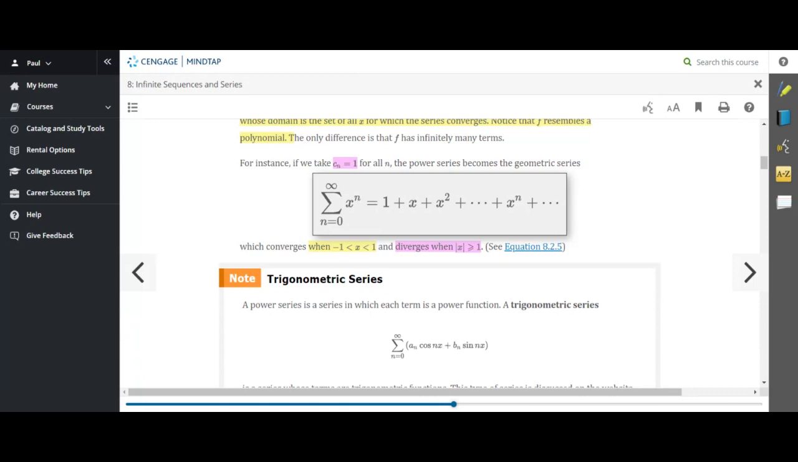But let's go ahead. So power series, just like any series, what is of interest to us is, of course, for what values of x does the series converge. Okay, and we can actually use the ratio test to help us determine this. So let me go right to an example here.